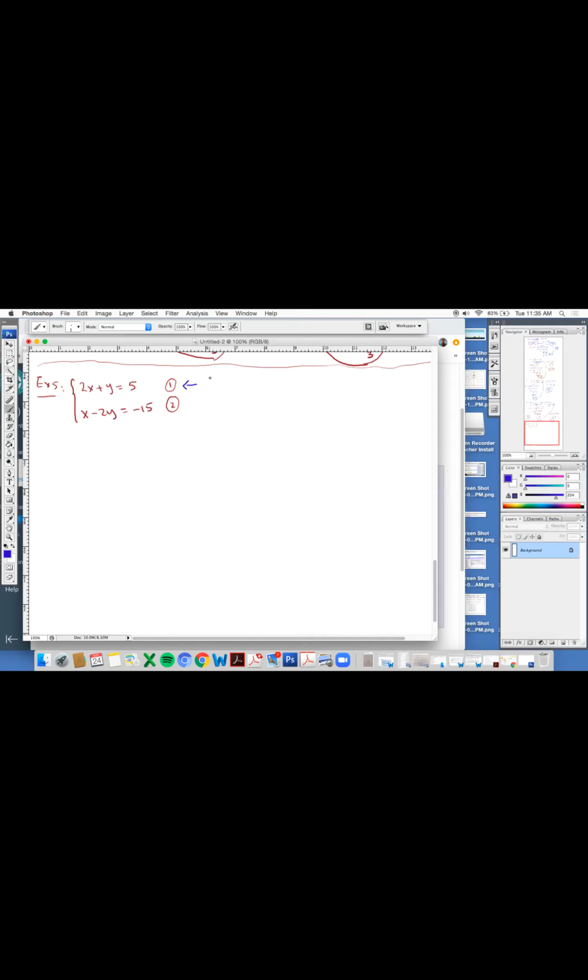So I'm going to take that first equation, right over here, and we want to get y by itself. So subtract 2x from both sides.